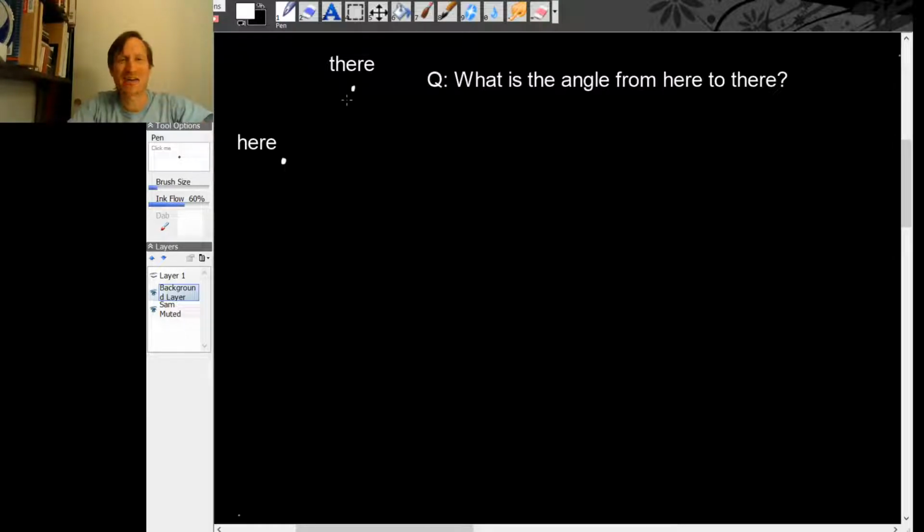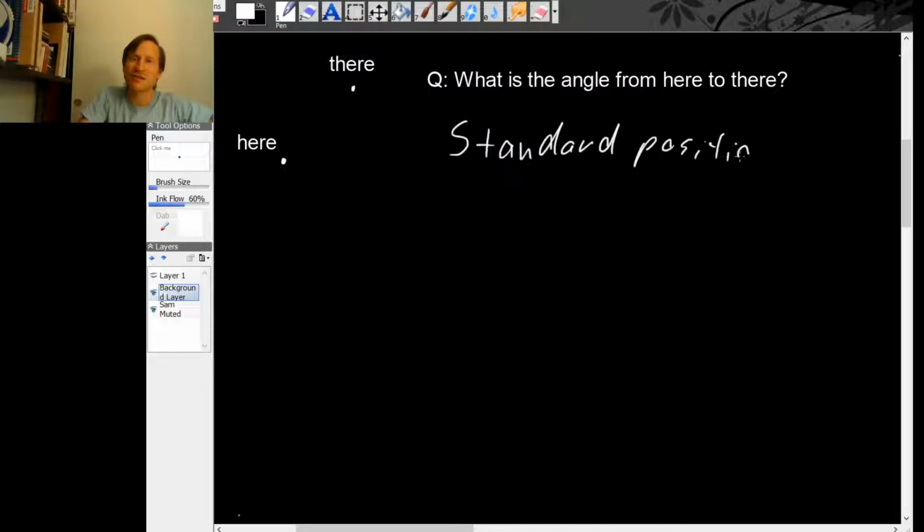You can't measure angles because we don't know where we're measuring from. So to measure angles, the first thing you need to do is decide where you're going to measure from. And there is a standard choice on where you're going to measure from and also what direction you're going to measure. So these choices together go under the name standard position. So unless we have reason not to, we'll always put our angles in standard position. And here's what standard position is.